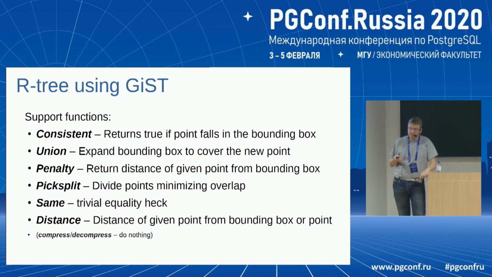So if you wanted to do this, you would look at the Postgres source tree and find these functions for the R tree implementation and use those. That's also how PostGIS indexes work. They also use an R tree, in a similar way.